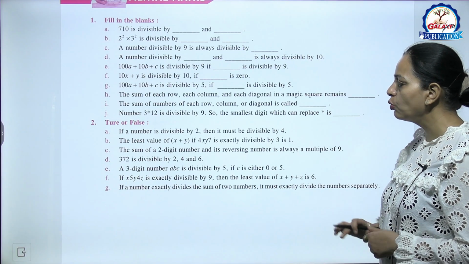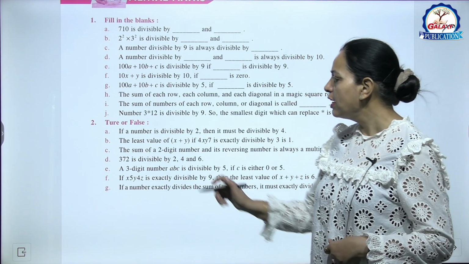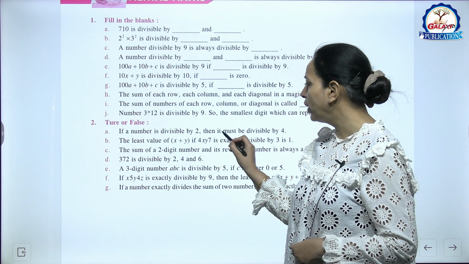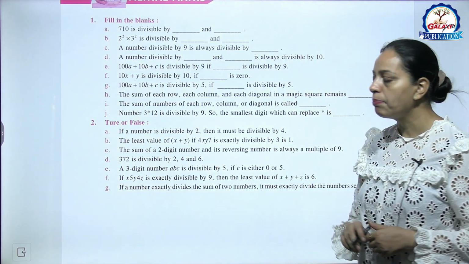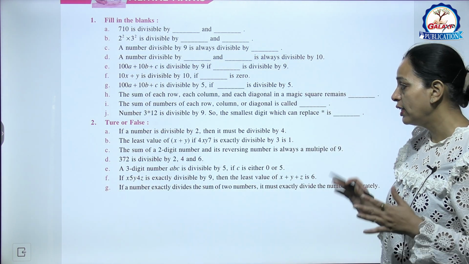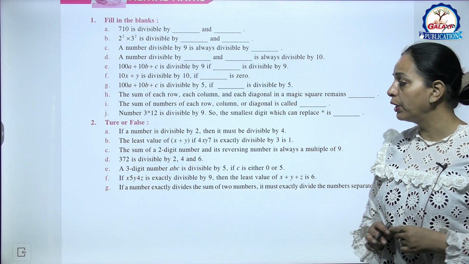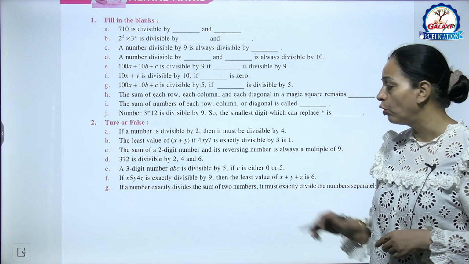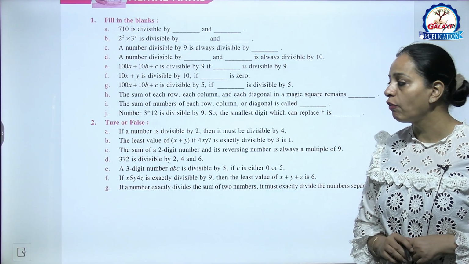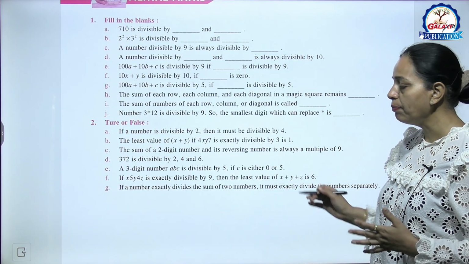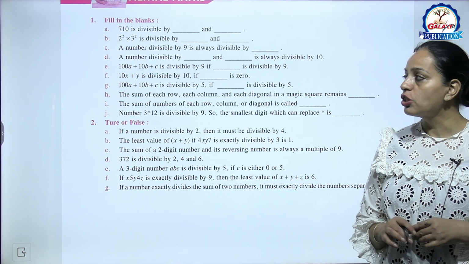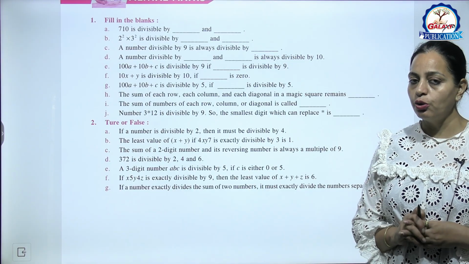Now question number 2, true or false. A part, if a number is divisible by 2 then it must be divisible by 4. So is it true or false? See, like 10 is divisible by 2 but it is not divisible by 4. So this statement is false. Okay, ऐसे हम बाकी statements try करेंगे. So I hope these are clear to you.